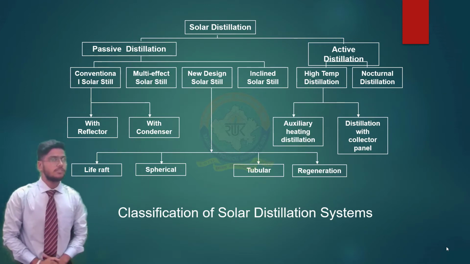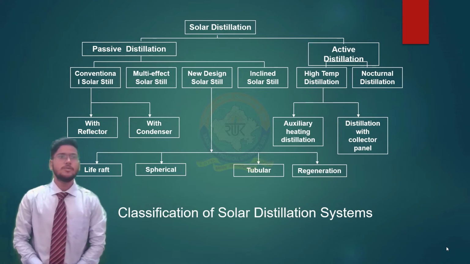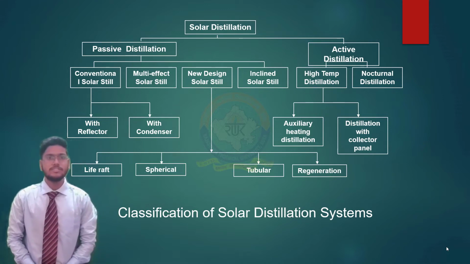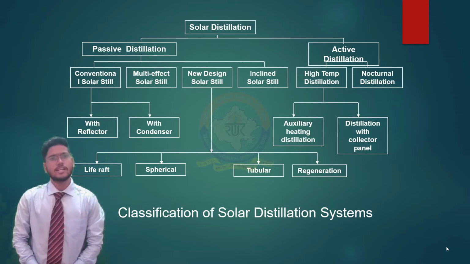Now come to the classification of solar distillation, as shown in the diagram. Solar distillation is classified into two categories. The first one is passive distillation and the other one is active distillation, which is further divided into several categories.